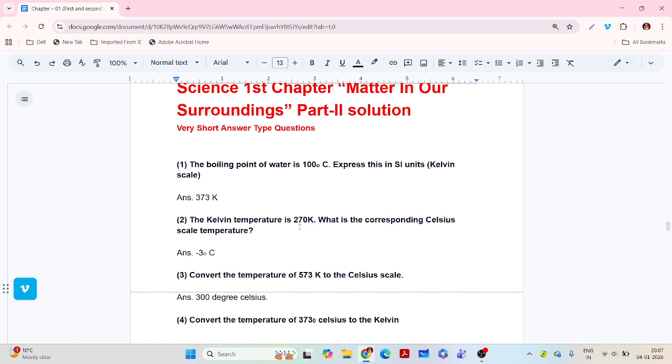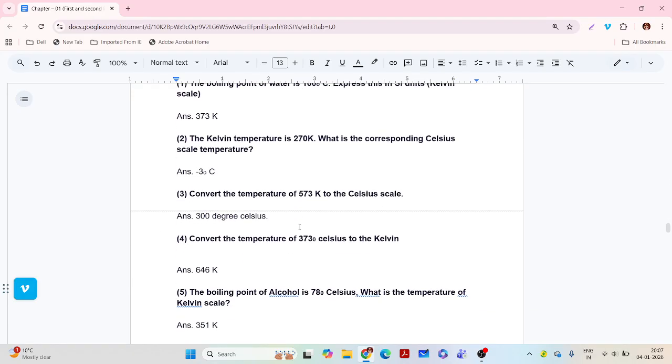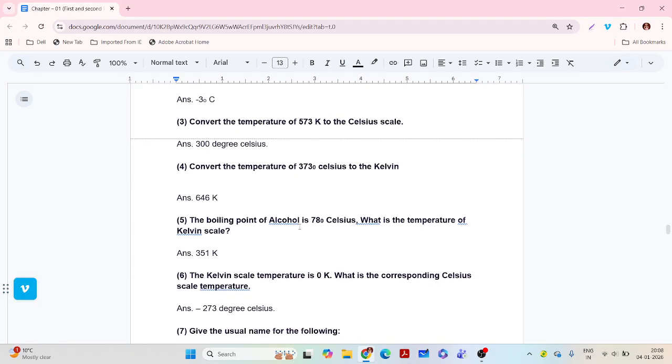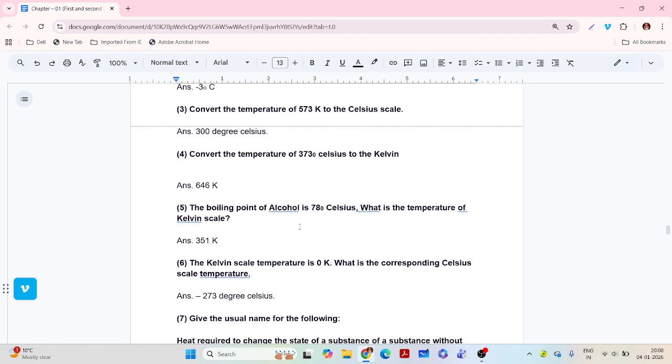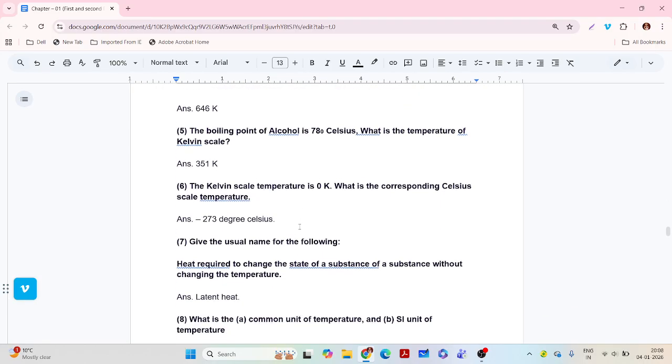The Kelvin temperature is 270 Kelvin. What is the corresponding Celsius scale temperature? Corresponding Celsius, meaning we subtract 273 from it, so -3 degrees Celsius will come. Convert the temperature of 573 Kelvin to the Celsius scale. In order to convert into Celsius, you will subtract 273, and in order to convert Celsius to Kelvin, you will add 273. So these all are for the Celsius and Kelvin scale only.